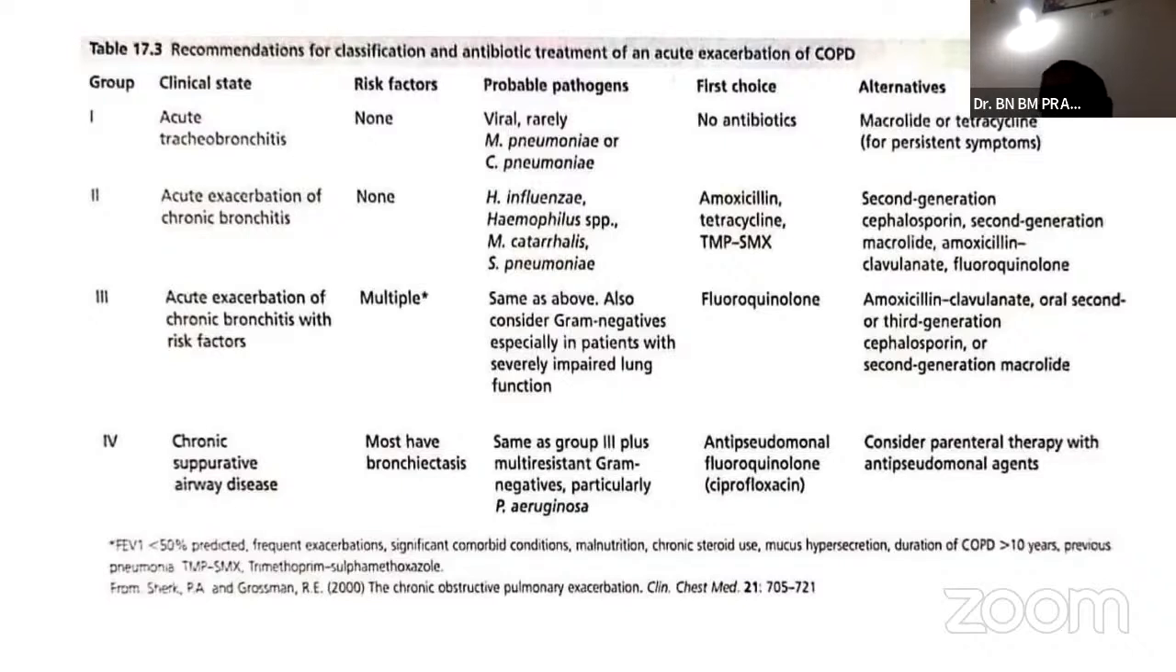second generation macrolides, amoxicillin-clavulanic acid, fluoroquinolones. And those who have a suppurative airway disease, who have chronic persistent asthma and also associated suppurative airway disease, you may have a pseudomonas infection, and they may have multi-resistant gram-negative organisms. In those cases, you have to give anti-pseudomonal fluoroquinolones like ciprofloxacin, or you give parenteral therapy with piperacillin, tazobactam, etc., meropenem. So these are the drugs which can be used when you have suspected pseudomonas infection.